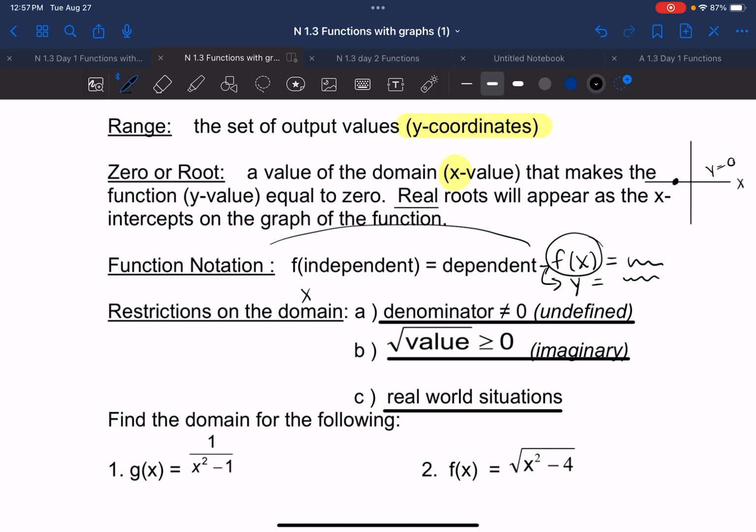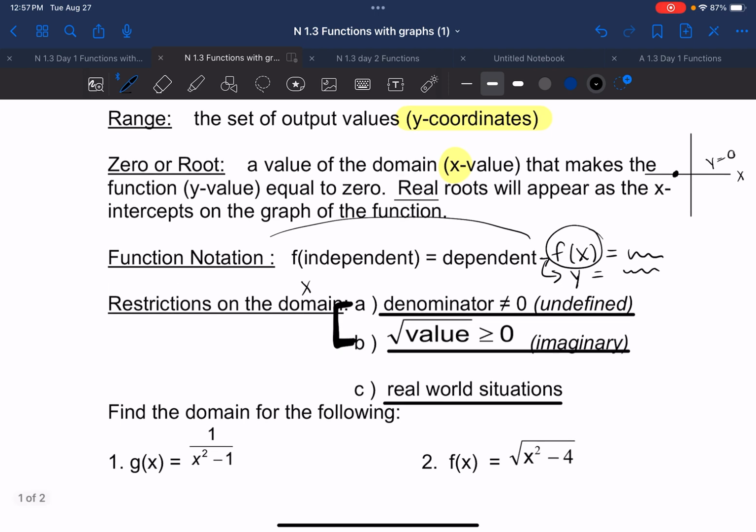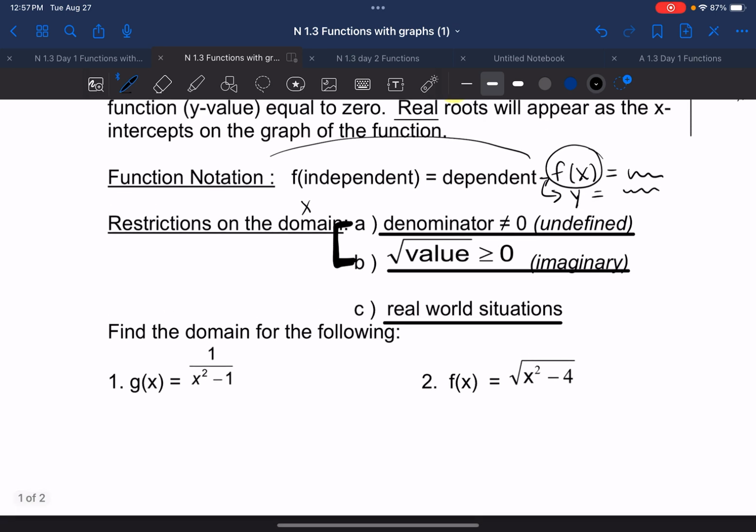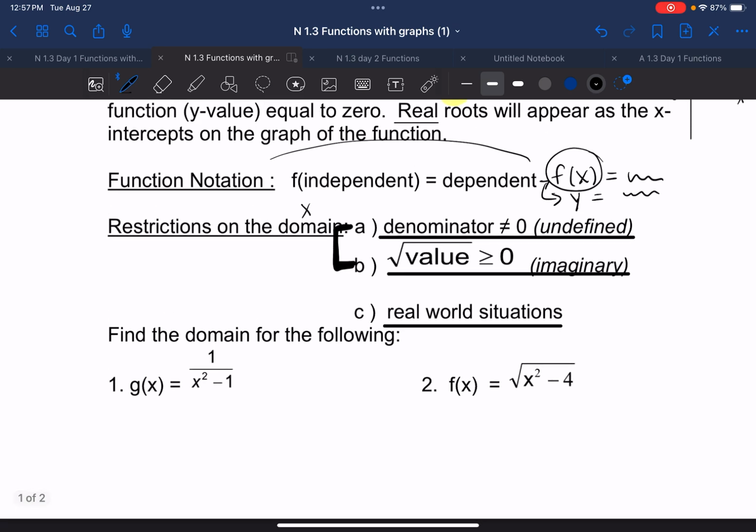But today we are mostly going to be looking at these 2 restrictions and solving algebraically to determine what the domain of a function is. So on number 1, we've got 1 over x squared minus 1.